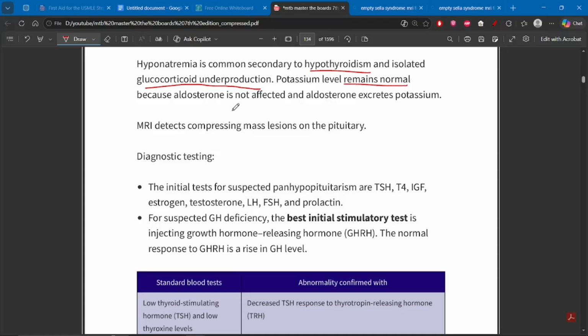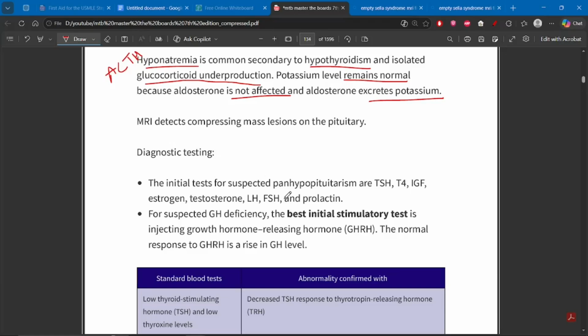because aldosterone is not affected. Of course, aldosterone is not controlled by the pituitary, so it's not affected. Aldosterone then excretes the potassium, keeping potassium levels normal. However, because thyroid and glucocorticoid, ACTH, are related to the pituitary, both of them are going to be affected, which is going to lead to hyponatremia. Okay. MRI detects compressing mass lesions in the pituitary, so MRI is your imaging of choice.